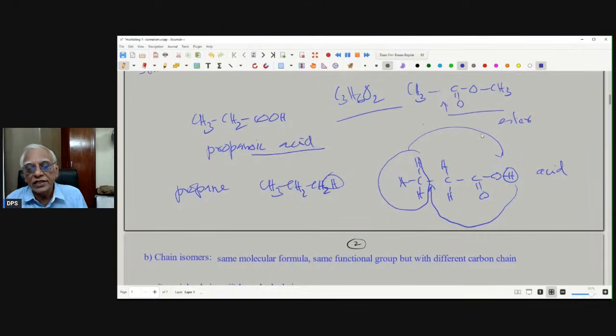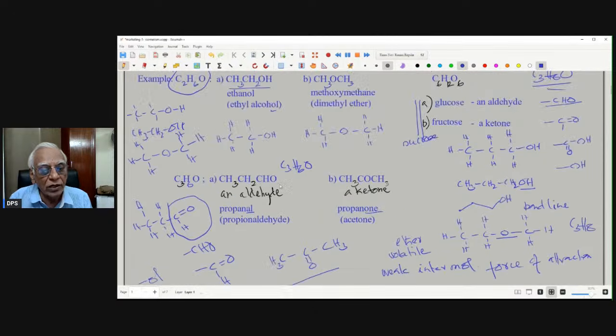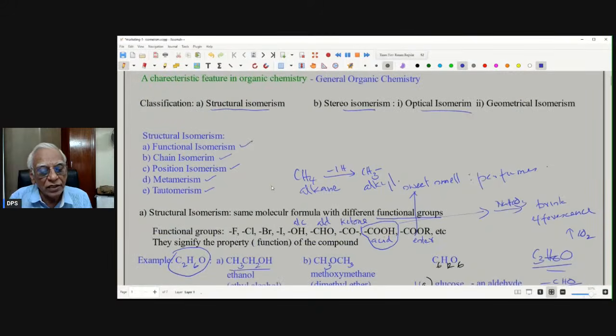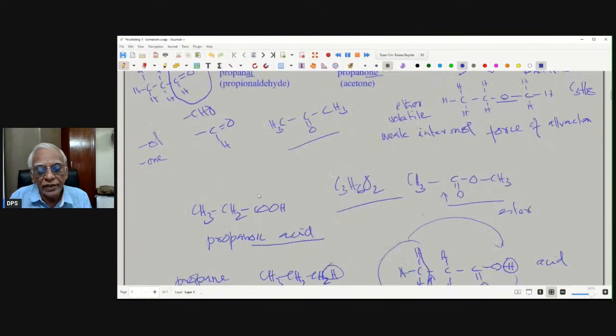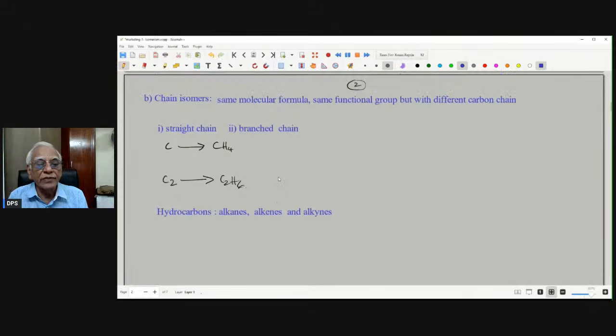C3H6O2, C3H6O2, and the 2 oxygen atoms can be represented this way. Both of them are called isomers. Why are they called isomers? Compounds having the same molecular formula with a different structural formula are called isomers. Okay. Now, I shall go to the next one, chain isomerism.